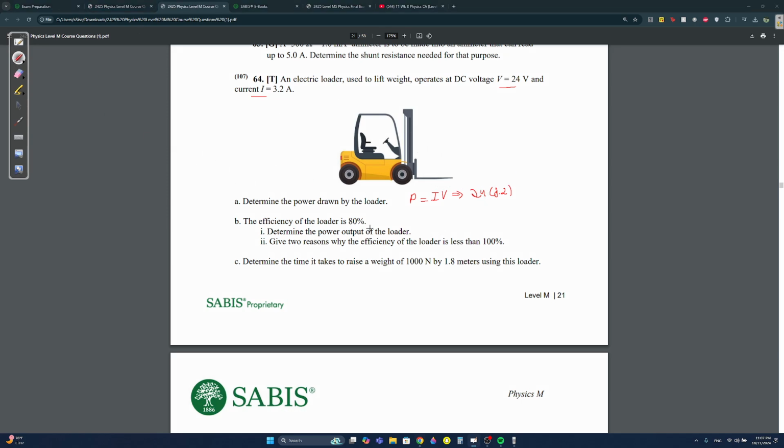Okay. The efficiency of the loader is 80%. Determine the power output of the loader. If it's 80%, then it's 80% of 77, so 80 over 100 times 77 is equal to, I don't know how much.